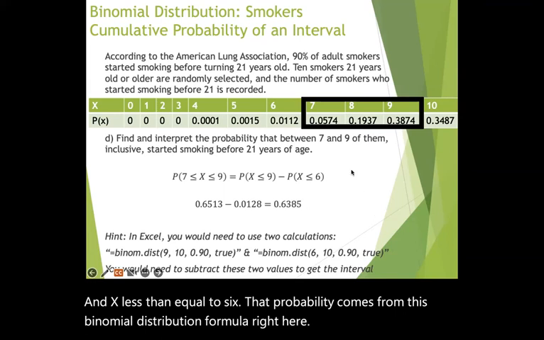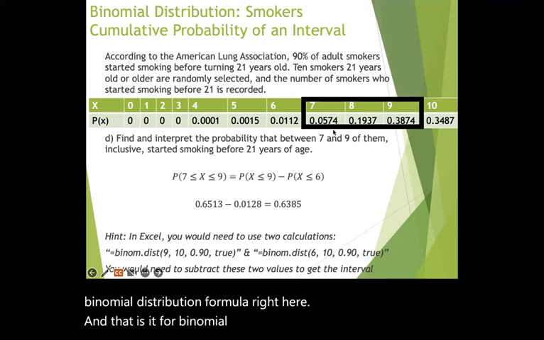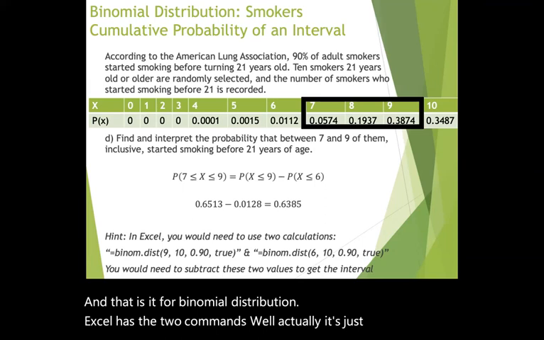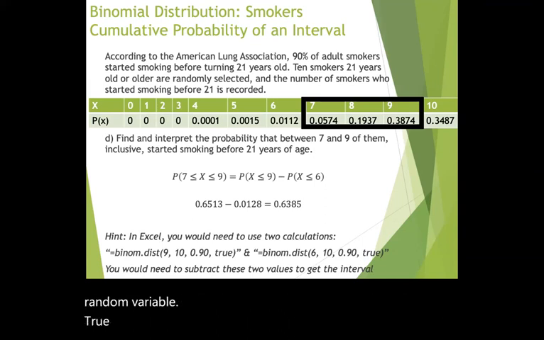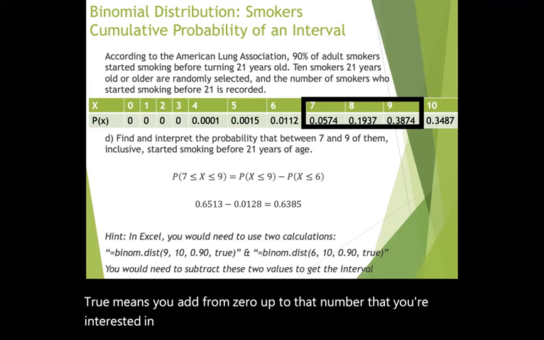And that is it for binomial distribution. Excel has the 2 commands. Well, actually, it's just one command, and you either put true or false. False means it's an exact value of x or the random variable. True means you add from 0 up to that number that you're interested in for your probability question.